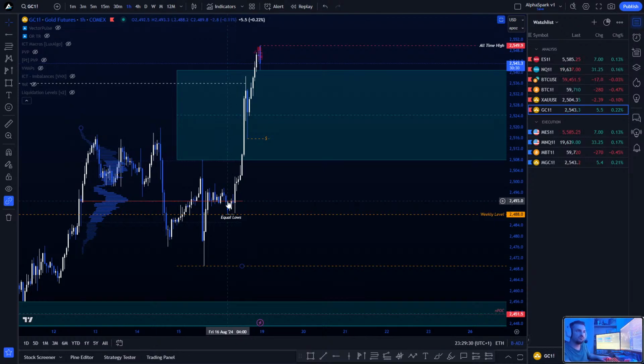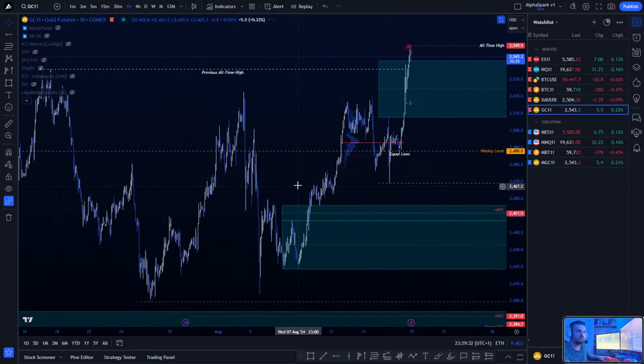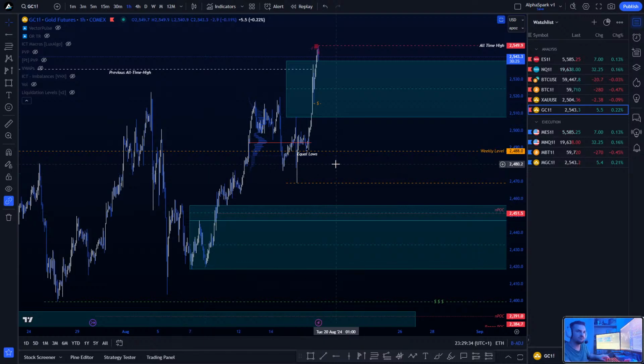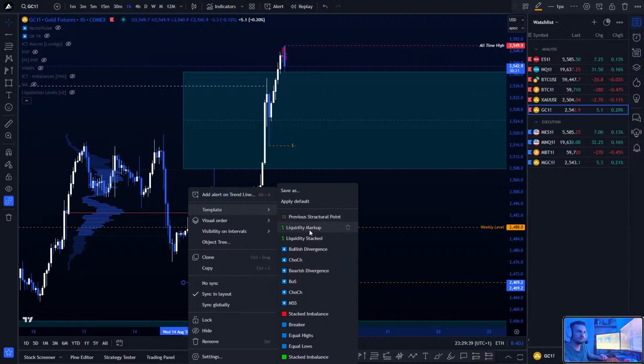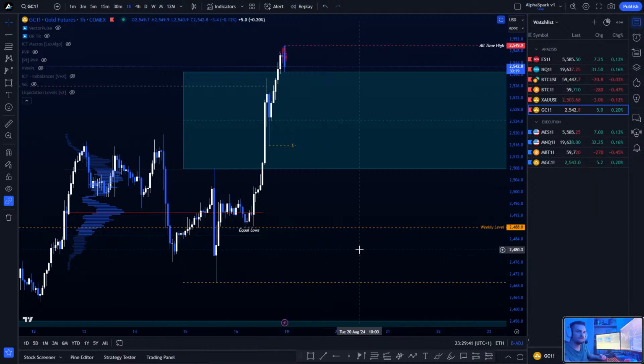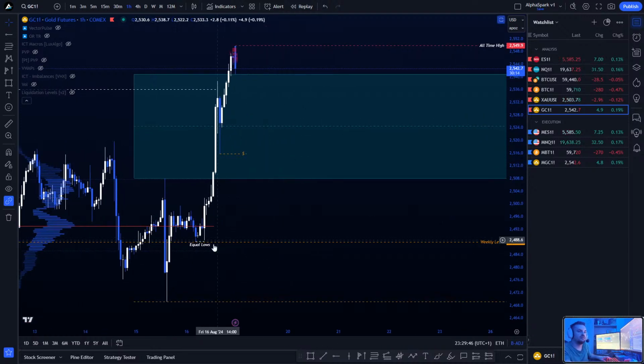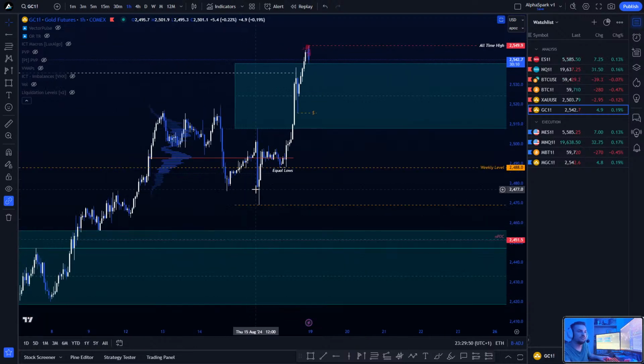This is not a bad point of control as well. And it's close to the weekly level. It's not bad. They are equal lows though, but it's not bad. If it weren't for the equal lows, I would trust this area a bit more. Quite a bit more. But with the equal lows, it's a little bit hard.